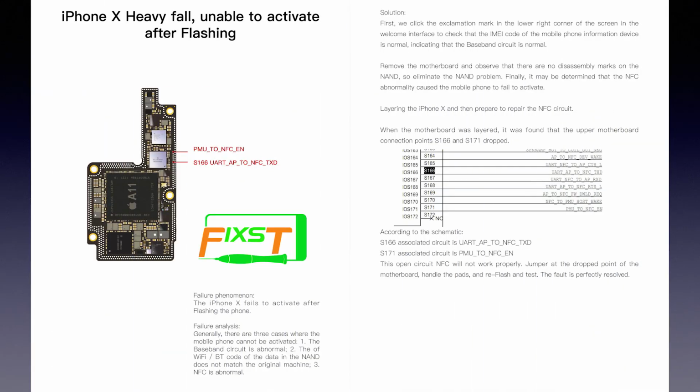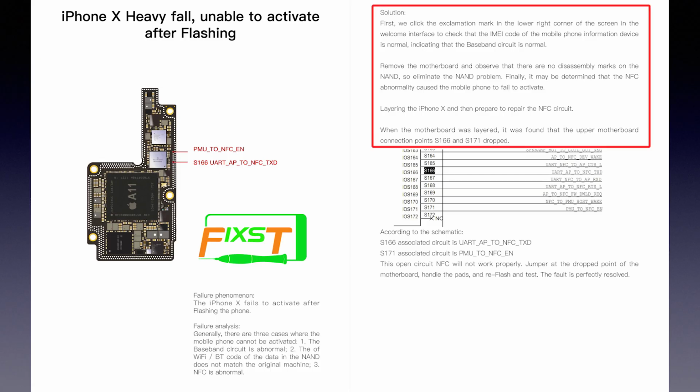Case 1. iPhone X heavy fall, unable to activate after flashing. Failure phenomenon. The iPhone X fails to activate after flashing the phone. Failure analysis. Generally, there are 3 cases where the mobile phone cannot be activated. 1. The baseband circuit is abnormal. 2. The Wi-Fi or BT code of the data in the NAND does not match the original machine. 3. NFC is abnormal.